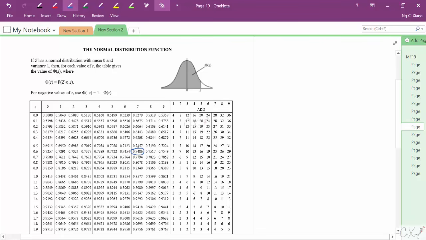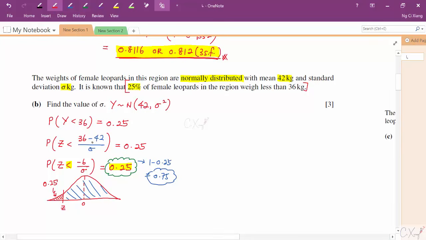0.7486. Okay, so if you read the value out to get the value of z, it will be 0.67. So to get 0.75, you need to add 14 at the last two digits here. So if you have a look, is there any 14 in our adding part? There's no 14, but we will just choose a number which is closest to 14. So I will select the 13 here, and the value will be 4, which means that the answer for the value of z will be 0.674. Okay, so we go back to our solution here.